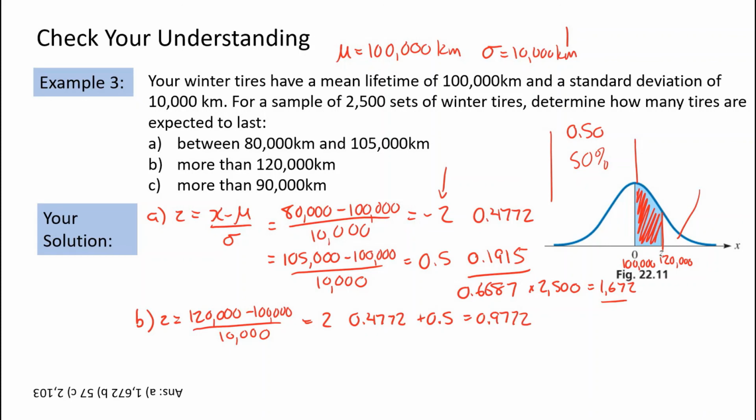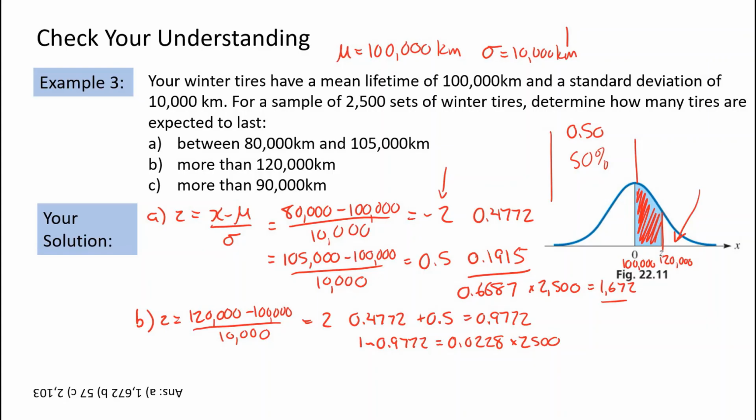0.9772. Now, if we want to know how many tires are going to fall above that, remember, we only want the little sliver there. We don't want the 97.7% that doesn't fall above 120,000 kilometers. So we do 1 minus the value we calculated, 0.9772. So it's 0.0228, or just over 2% of tires, 2.28%, if you were to convert that to a percentage. Multiplying that by 2,500 samples, we get that about 57 sets of tires out of the 2,500 would last more than 120,000. So we didn't get that many tires, and we shouldn't, right? Because the mean is 100,000, and it's normally distributed.